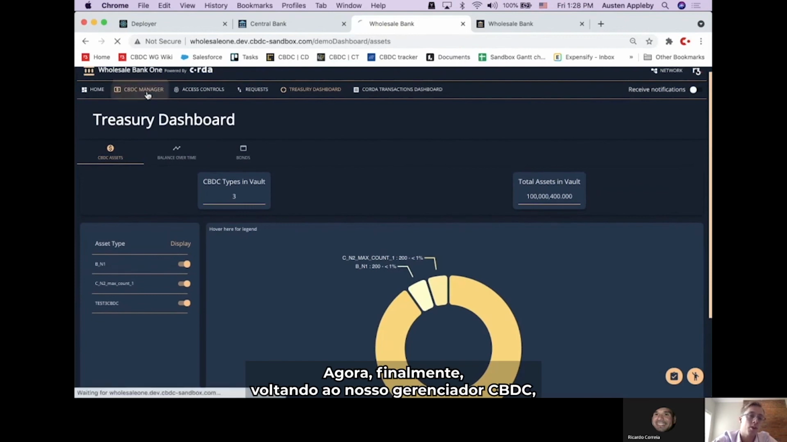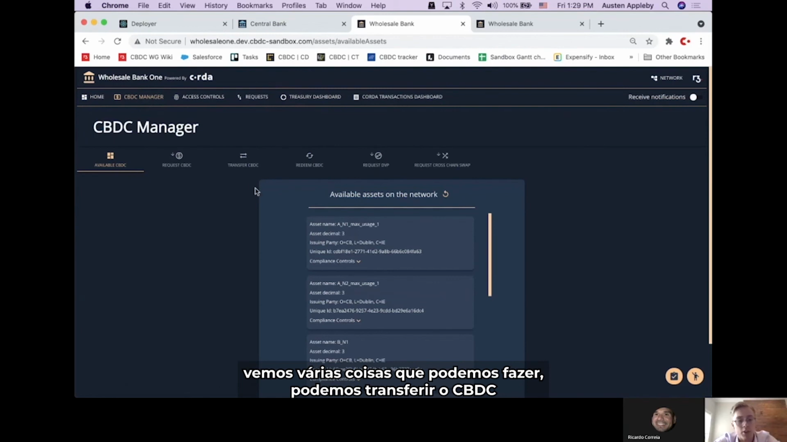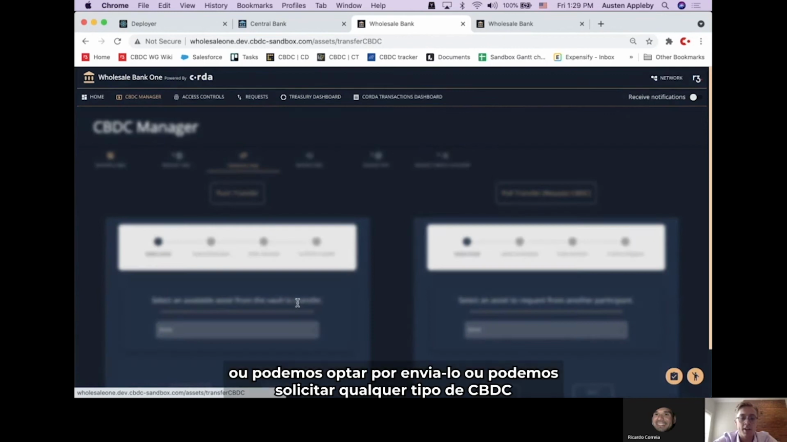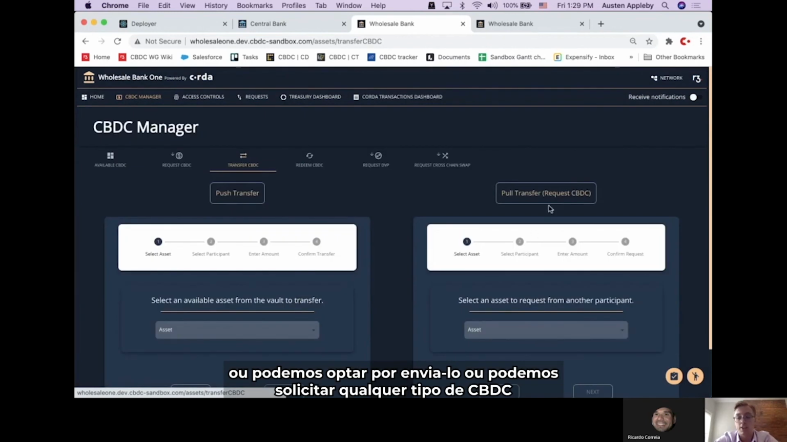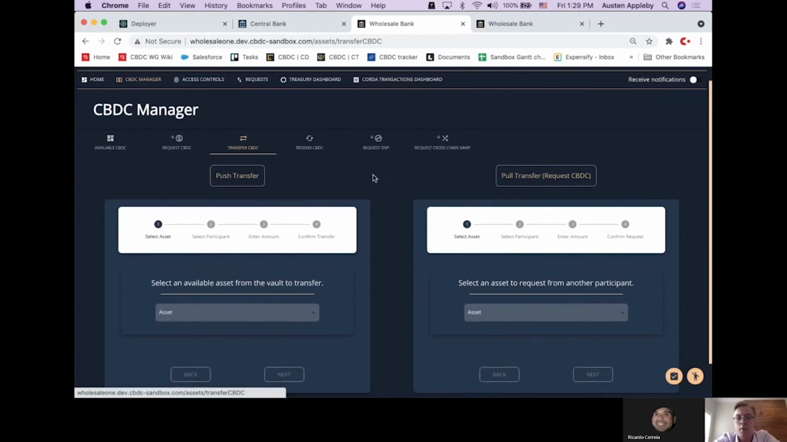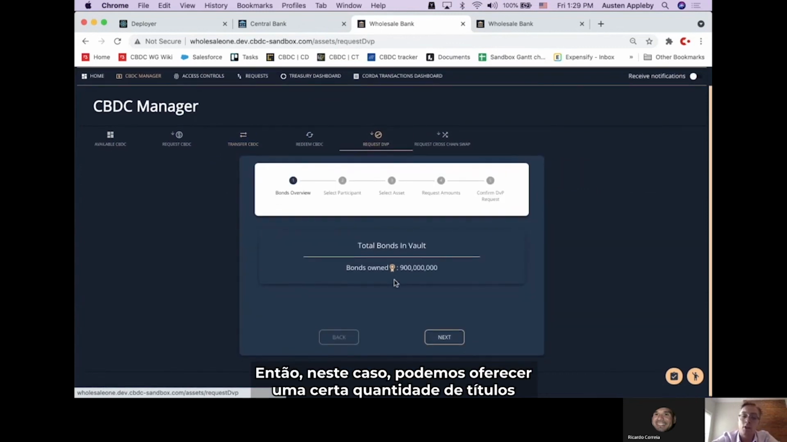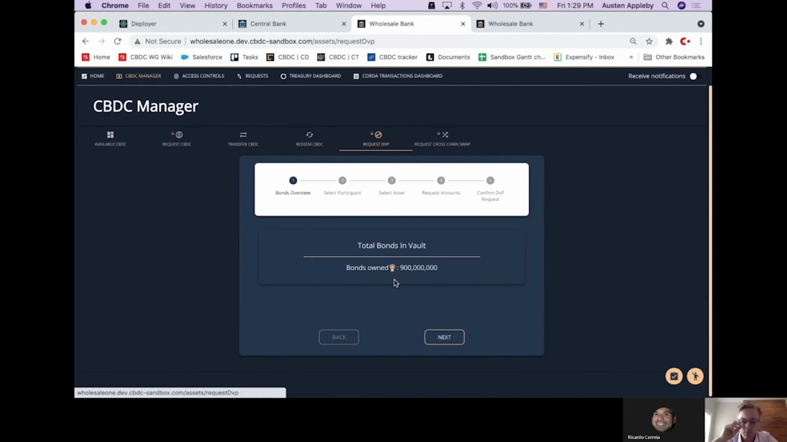Now, finally, going back into our CBDC manager, we see several things we can do. We can transfer the CBDC to another wholesale bank. That is, we can elect to push it, or we can elect to request any kind of CBDC that we have access to in any amount that's allowed. Secondly, we can request a DVP transaction. So in this case, we can offer a certain amount of bonds for a certain amount of any type of asset. In this case, it's a CBDC. However, you can get creative.